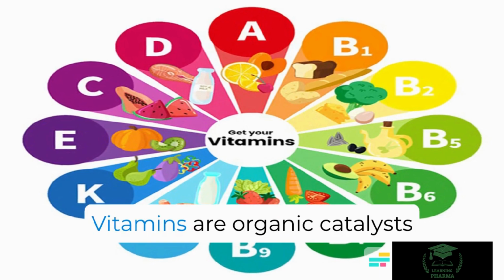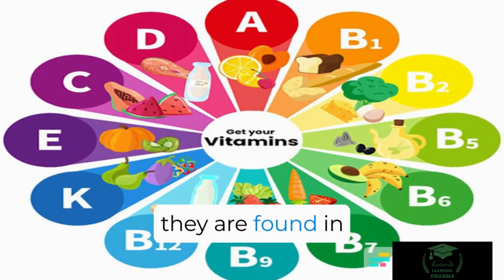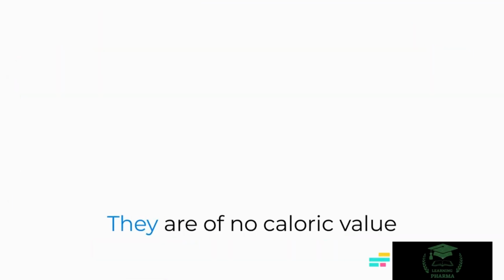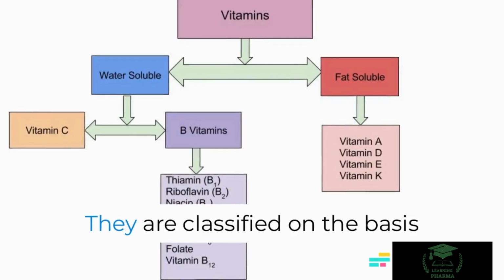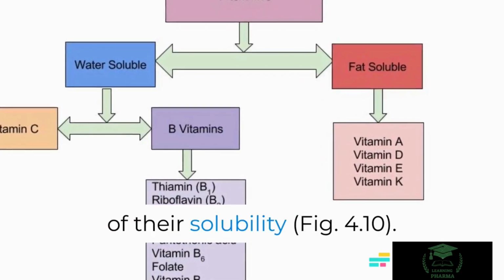Vitamins. Vitamins are organic catalysts. They are found in minute quantity. They are of no caloric value, but still they are vital to physiological processes of the human body. They are classified on the basis of their solubility.